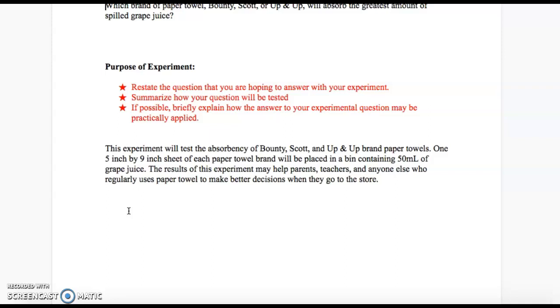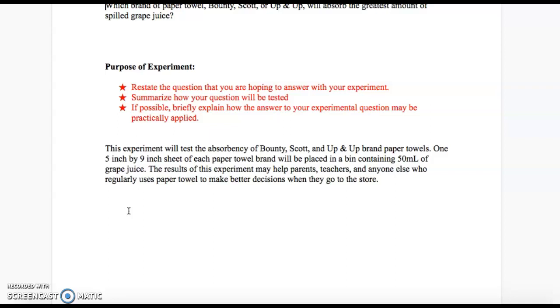Secondly, you need to summarize how your question is going to be tested. So what is your procedure going to be? In one sentence, not even more than that, just one sentence. What are you going to do in order to find out the answer to your question? And then, if possible, and this might not be for everybody, think ahead to how your experimental question, once you have an answer to it, could be practically applied. How could it be used outside of the science classroom?